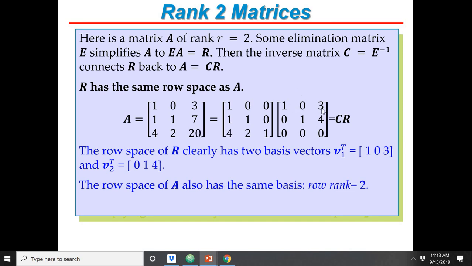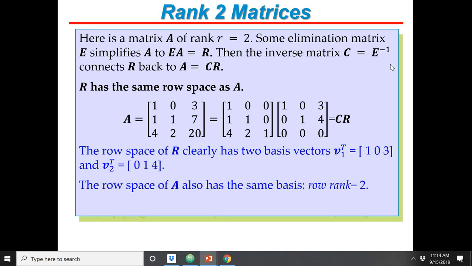If you do elimination on this matrix, you're going to come up with a zero row, which means the third row is a linear combination of the other two rows. You can also see that the pivot columns are column 1 and 2. In principle, the way we get to this matrix R, the row reduced echelon form, is we multiply A on the left with some elimination matrices, and E times A gives us R.